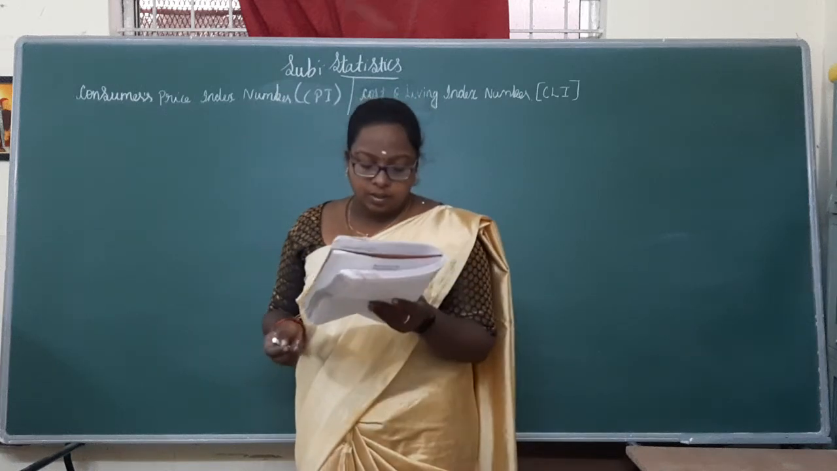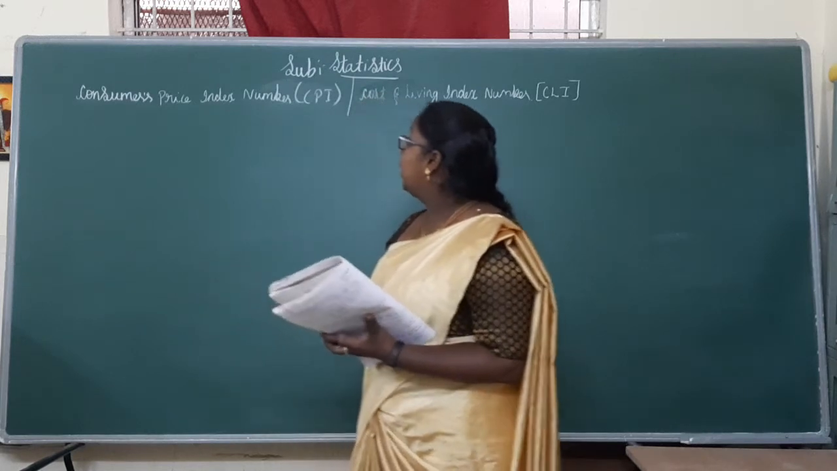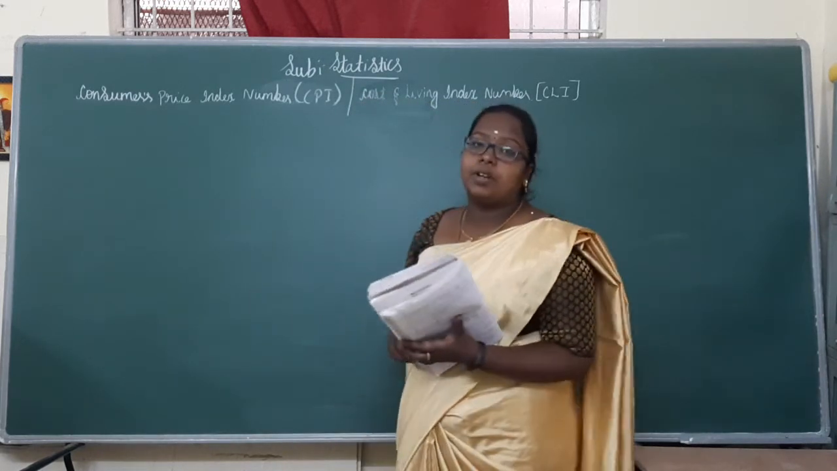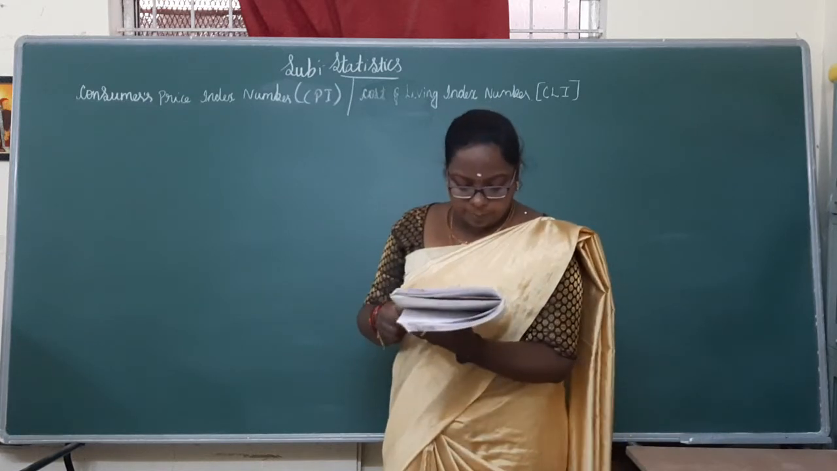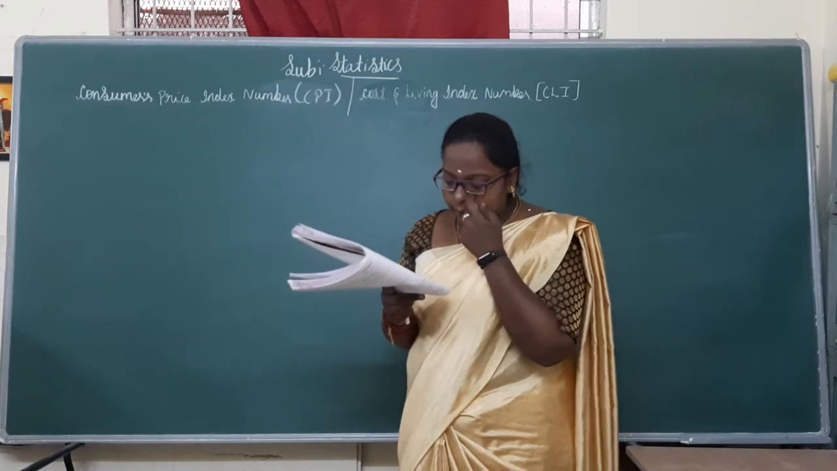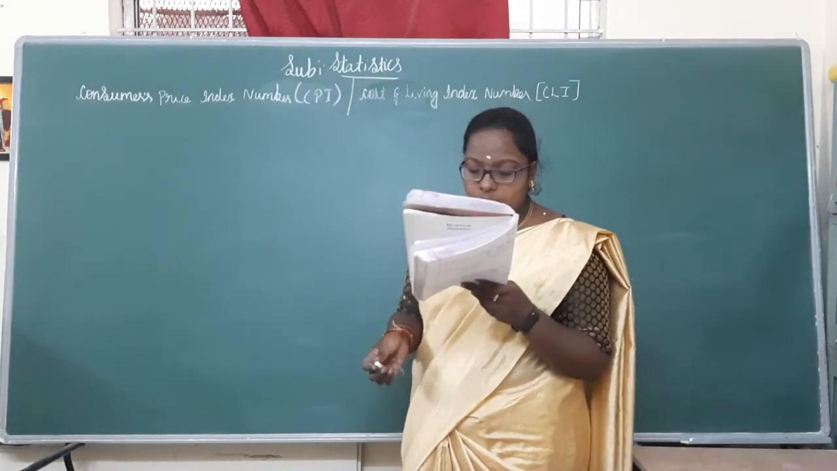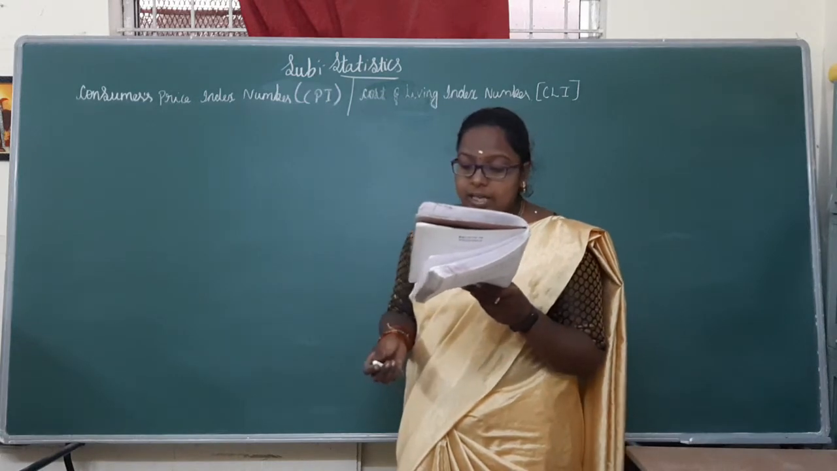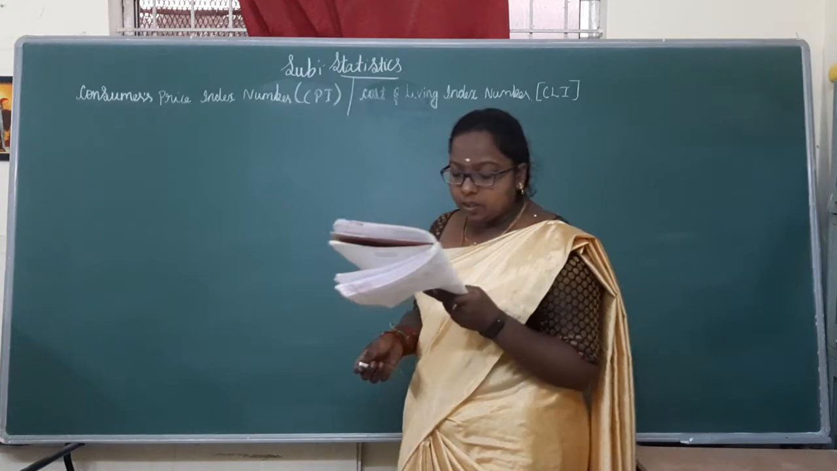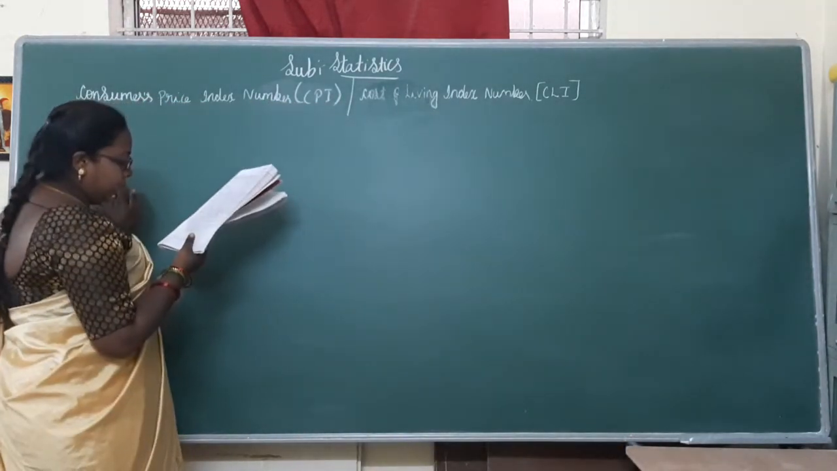Good morning students. Today we'll be seeing problems on consumer price index number or cost of living index number. So we will be seeing the problem. Moving on to the first problem: given sigma P1 Q0 is 350 and sigma P0 Q0 is 325. Construct a suitable consumer price index. So they have asked us to construct consumer price index.